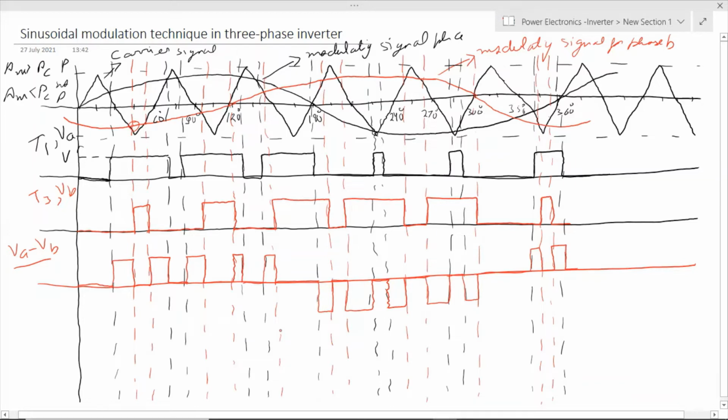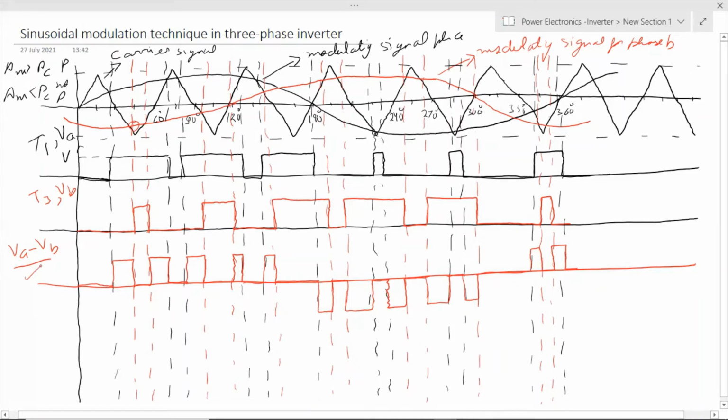So if you calculate the average value of this voltage, it is going to be less than what you get in 180-degree and 120-degree conduction mode, but the harmonics will also be reduced because there are more pulses and the frequency is high. When the frequency is high, the harmonics that come into your output voltage will have higher frequency, and higher frequency harmonics can be filtered out by small size filters. So this is the advantage of using sinusoidal modulation techniques, because you are going to have more pulses per cycle.